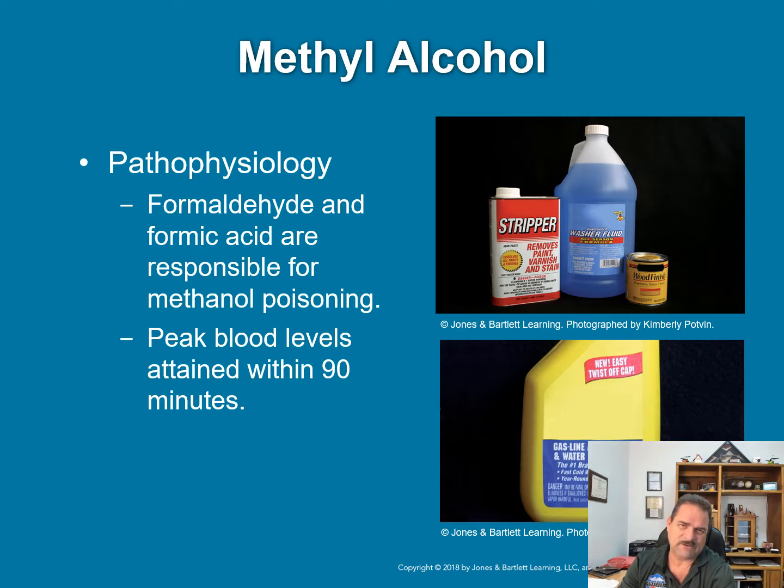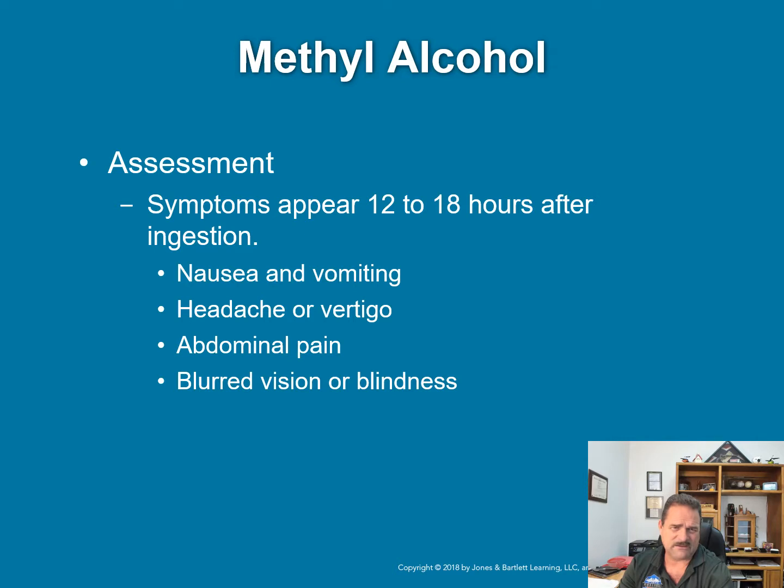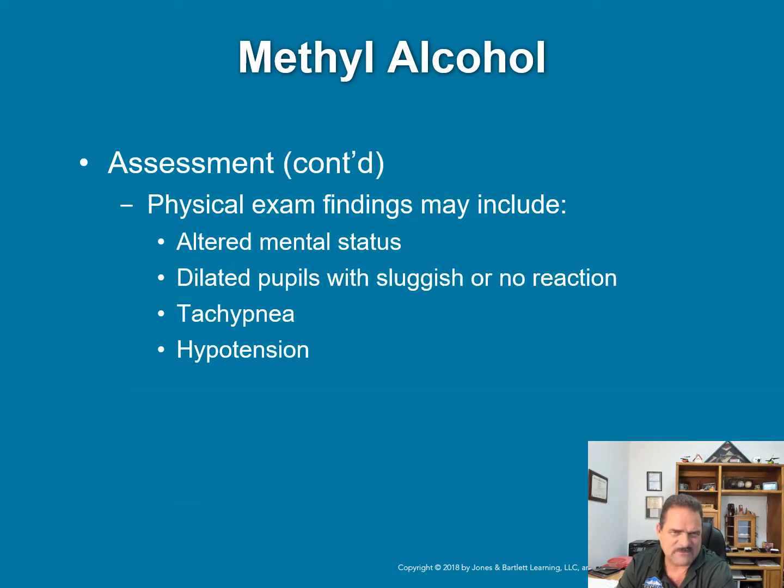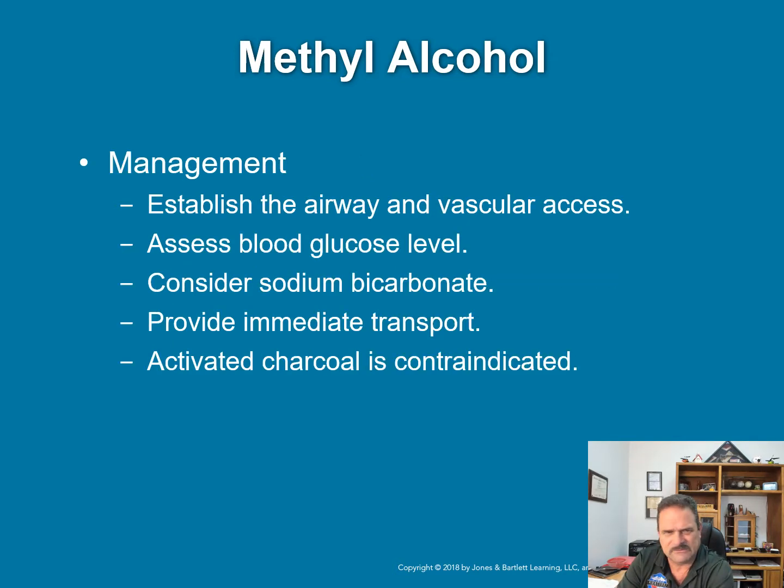Pathophysiology of this: peak blood levels are attained within about 90 minutes. In mild toxicity the half-life is up to about 14 to 20 hours. It increases to 24 to 30 hours in severe cases. Assessment: symptoms appear in about 12 to 18 hours. This is all stuff that goes along with it, kind of similar to many other ingested substances. Nausea, vomiting, headache, vertigo, abdominal pain, maybe even blurred vision or blindness. Physical exam: altered mental status, dilated pupils that are sluggish or nonreactive, and also hypotension.